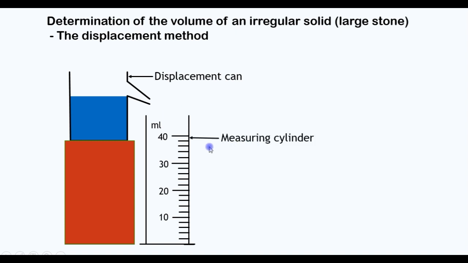We place a measuring cylinder underneath the spout, and when the solid is lowered into the water, it will displace the water, which will overflow into the measuring cylinder. So as you can see here, the volume of water has increased to 14 milliliters. Since the stone displaces a volume of water equal to its own volume, we can say that the volume of the stone is 14 milliliters.